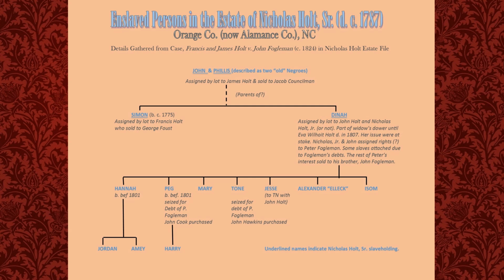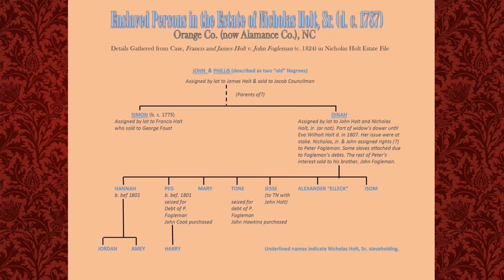Now what you see here is an illustration of all the information about enslaved people gathered from a lawsuit involving the heirs of Nicholas Holt Sr. of Orange County, now Alamance County, who died about 1787. He mentions the 4 slaves in the will, and these are underlined in the chart, and gives them to his 4 sons, with the woman Dinah being allowed his wife Eve for her lifetime. Then she and her increase, that is Dinah, were to go to the sons.